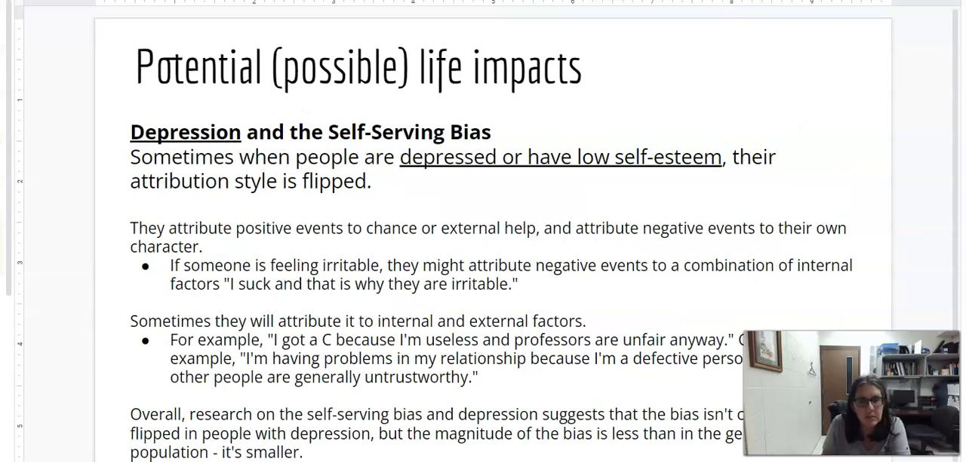It's also possible that it can get switched around with depression and self-serving bias. Sometimes people that are depressed or have low self-esteem actually flip it. They would say, oh, I did well just because I got lucky. And if they did badly, they would say, oh, I suck and that's why I did badly. So it's the opposite of the self-serving bias, a flipped way. That can be common too.